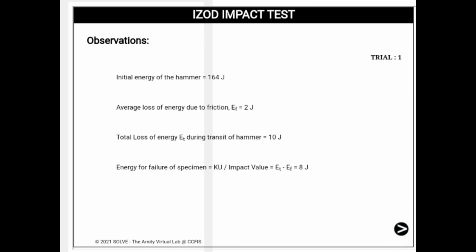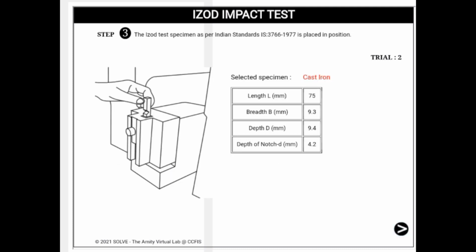So the next step is observation. We can see here the initial energy of the hammer, the average loss due to friction is 2 joule, and the total energy loss during transit of the hammer is 10 joule, and the energy for failure is 8 joule. And this is for cast iron trial 2. The length, breadth and depth are written in here. We can see here.